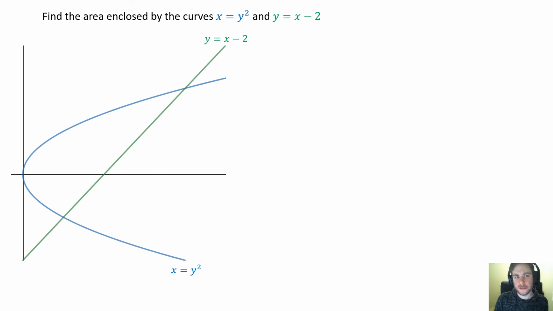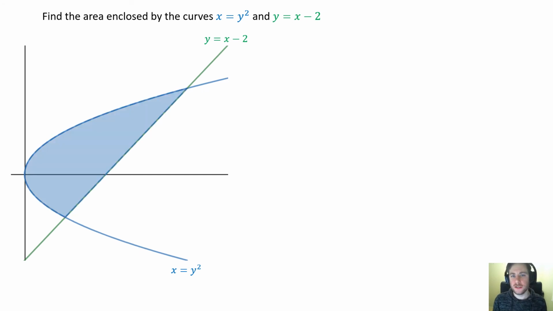Let's try one last example. I always suggest you start with a really good sketch. In this case, the enclosed region looks like what you see in front of you here. But now we need to make a choice. Do we want to approach this problem using vertical or horizontal rectangles? I want you to pause and think about that, and when you're ready to be spoiled, let's continue to look at the solution.